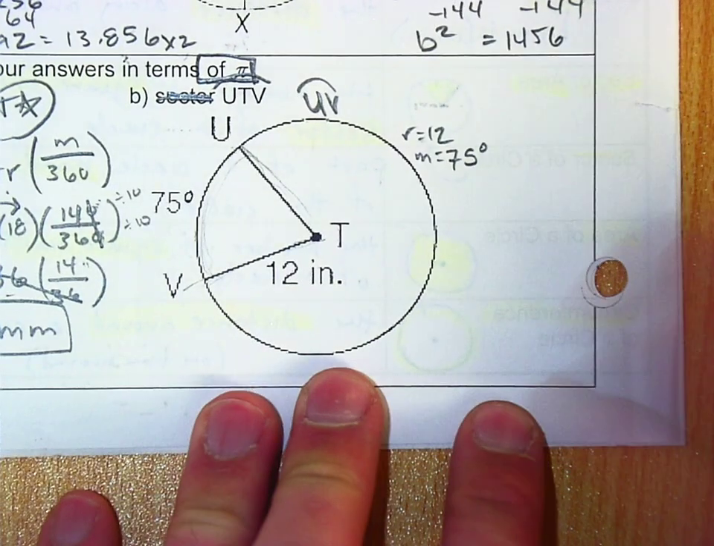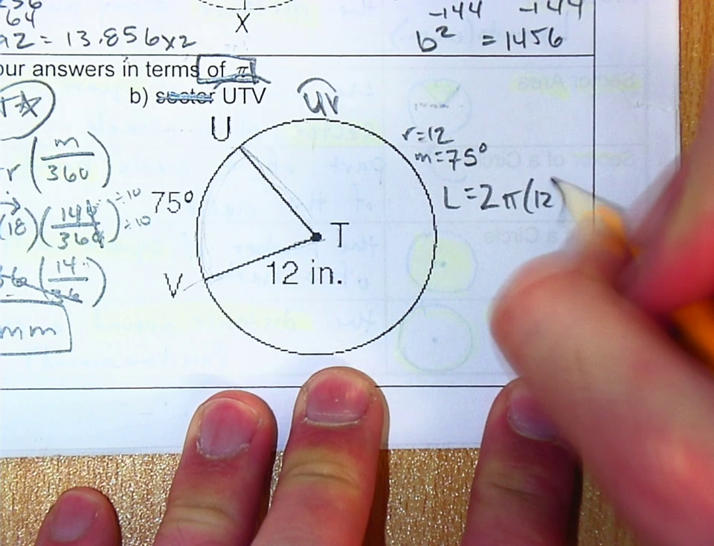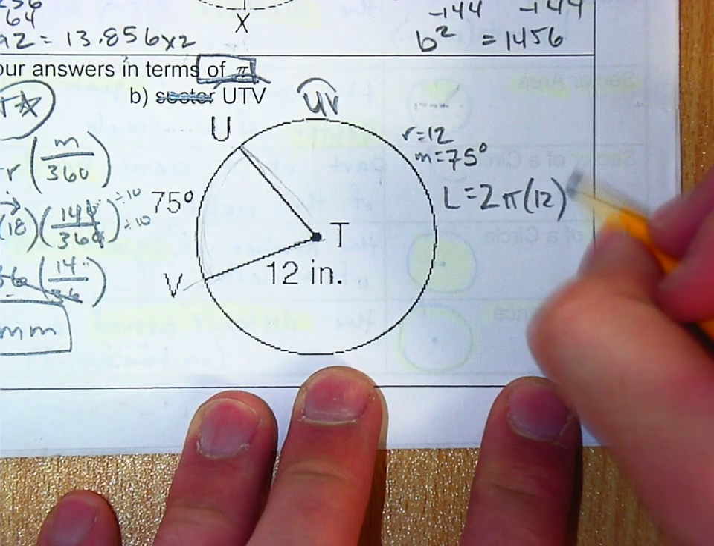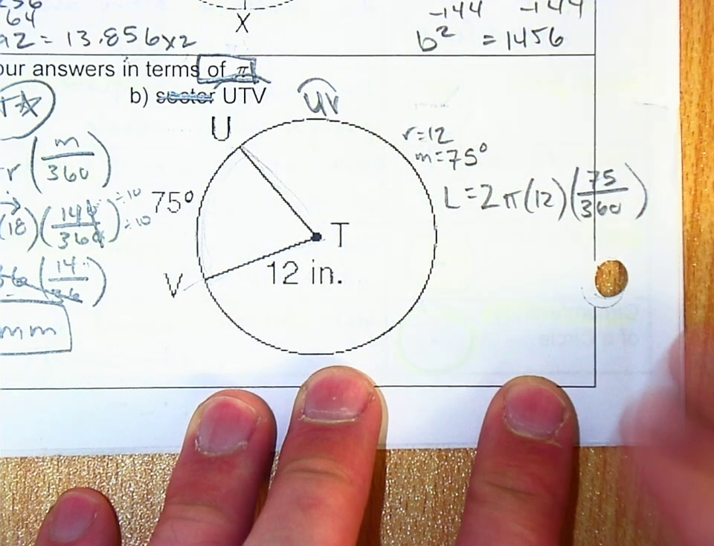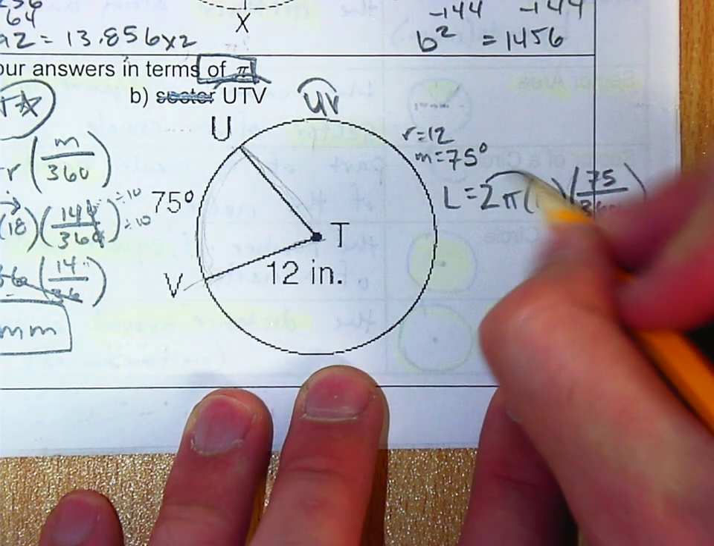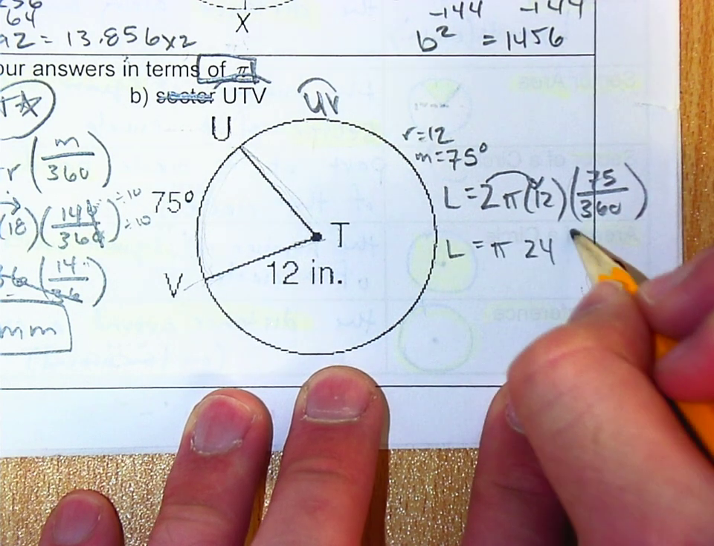So moving on over, we're just going to do length equals 2 pi R, which is 12, and M is 75 over 360. I'm just going to start multiplying inside the parentheses, so pi times 24.